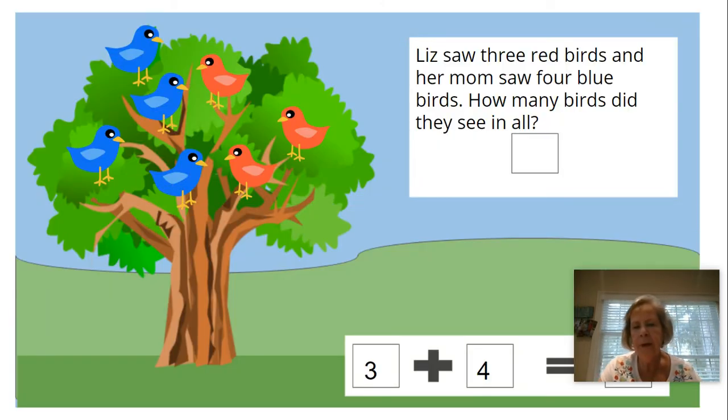Here's the first word problem for you today. Liz saw 3 red birds and her mom saw 4 bluebirds. How many birds did Liz see in all? 3 red birds plus 4 bluebirds makes how many birds in all? Yes, 7 birds are in the tree that Liz and Mom saw on their walk this morning. So we're going to write the equation 3 plus 4 equals 7.